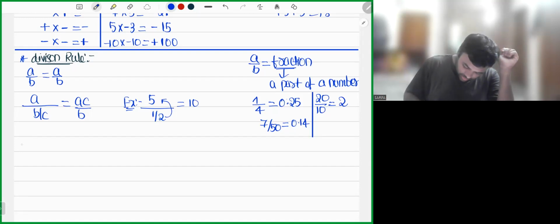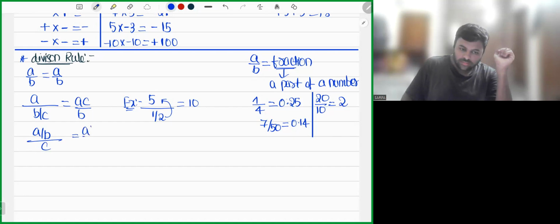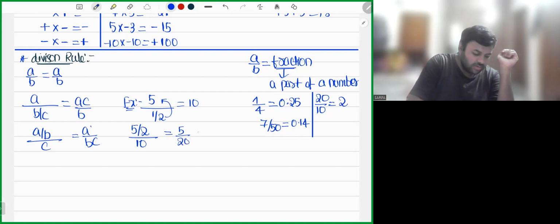If I have A by B whole divided by C, it will be A divided by BC. Say I have 5 by 2 whole divided by 10. It means 5 by 2 is divided into 10 parts. So 5 by 20. What is 5 by 20? 5 divided by 20, we have 0.25.